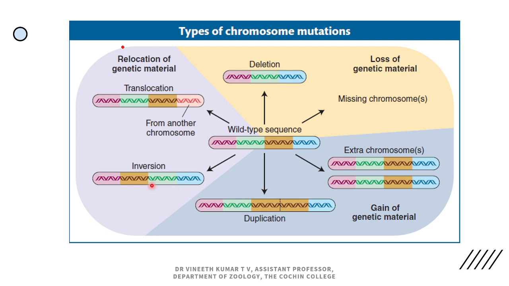And the next one is inversion. In inversion, you can see that here also there is no loss of genetic material, but the order of the genes is reversed. Here you can see the order is pink, green, brown, and blue. But here, the center portion, these particular segments, are inverted. They break and shift their position. They have an inverted position in the mutated chromosome.